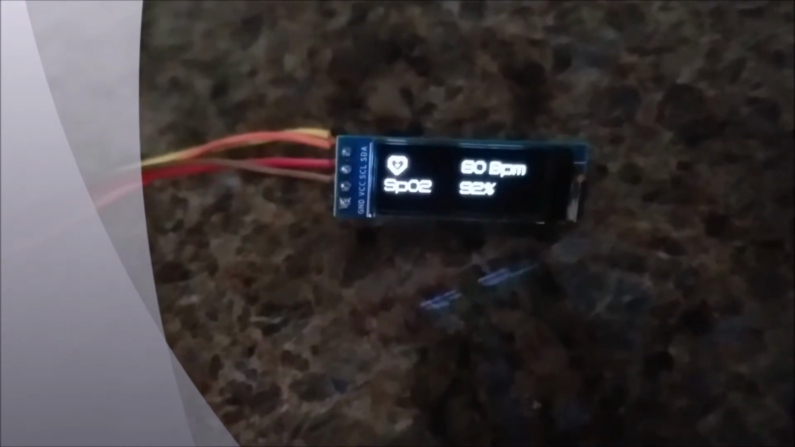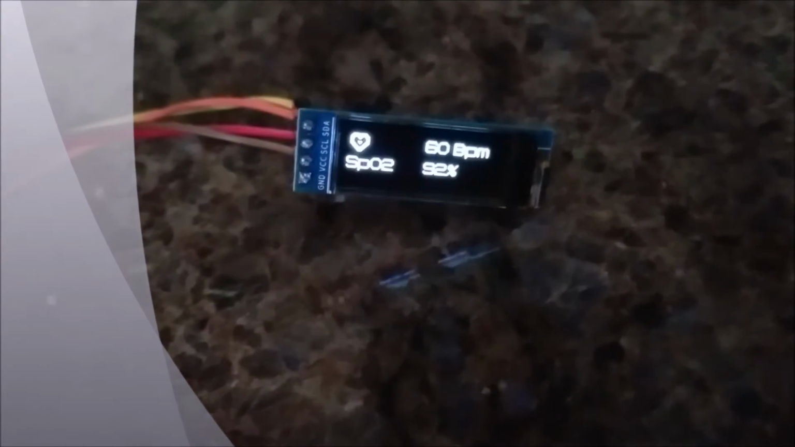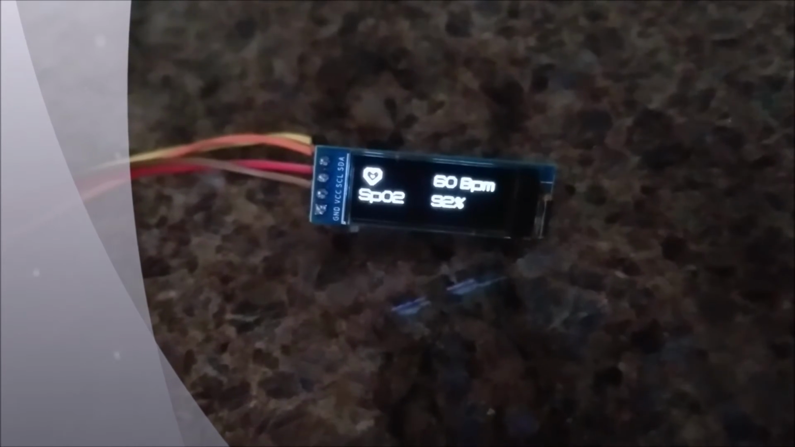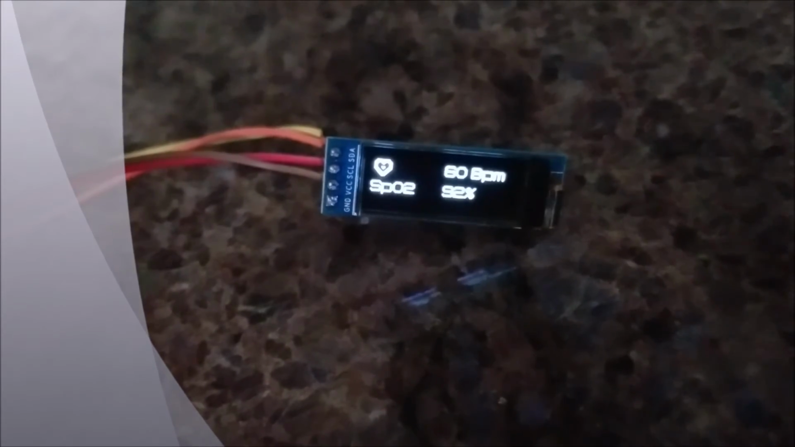92%. So when I remove my finger from the sensor, it detects that there is no heartbeat anymore and it will reset after a few seconds to take another measurement. There you go, it's ready for another measurement.